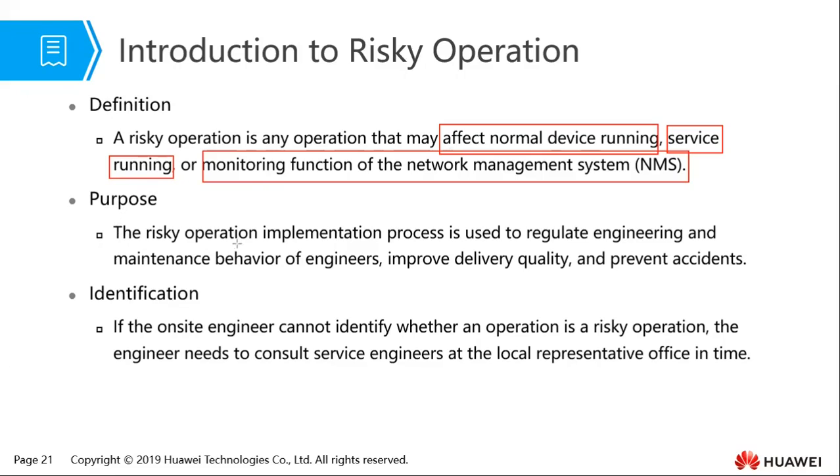Now, the purpose: the risky operation implementation process is used to regulate the engineering and maintenance behavior of engineers. It is also used to improve delivery quality and prevent any accidents.